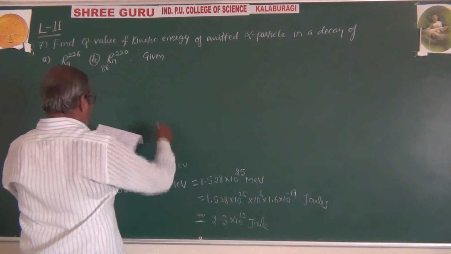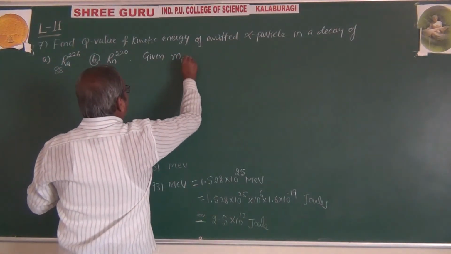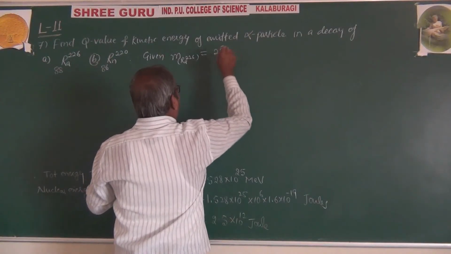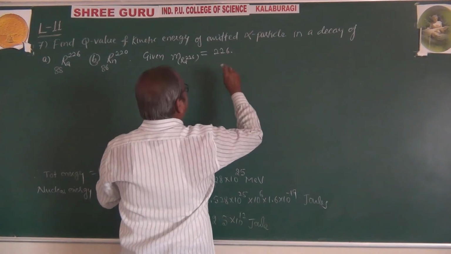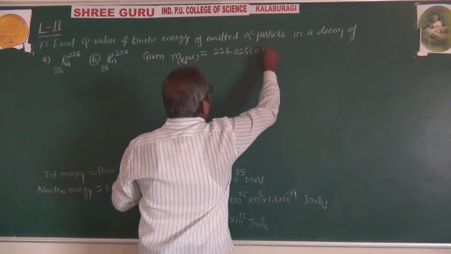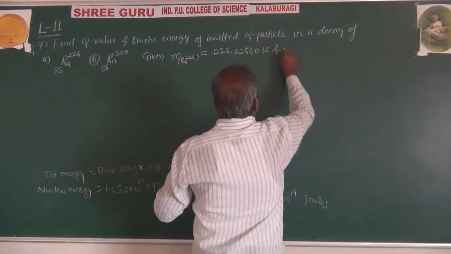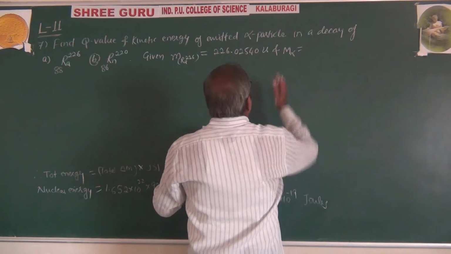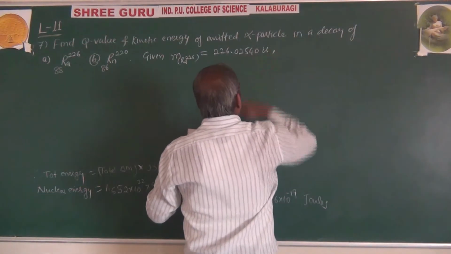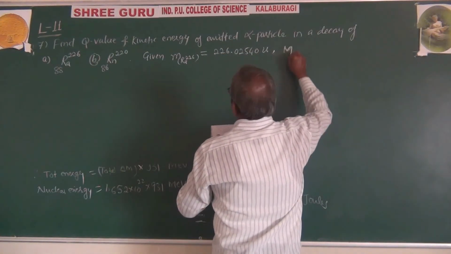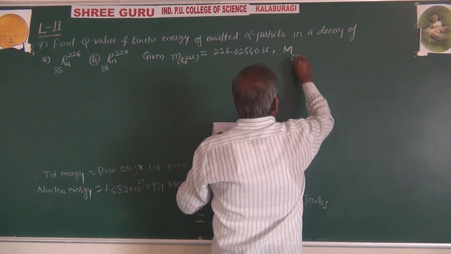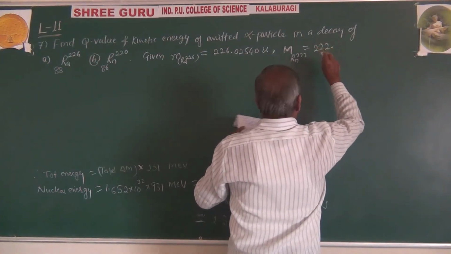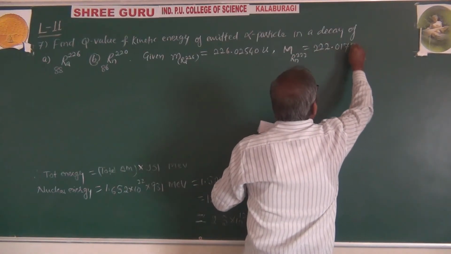Given mass of radium 226 is equal to 226.0254 U, and mass of alpha is equal to 4.0026 U. Mass of radon 222 equal to 222.01750 U.